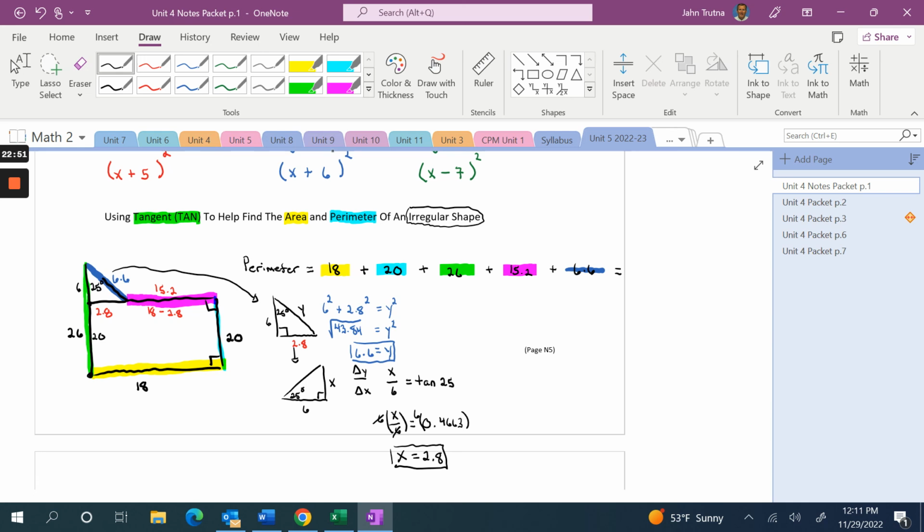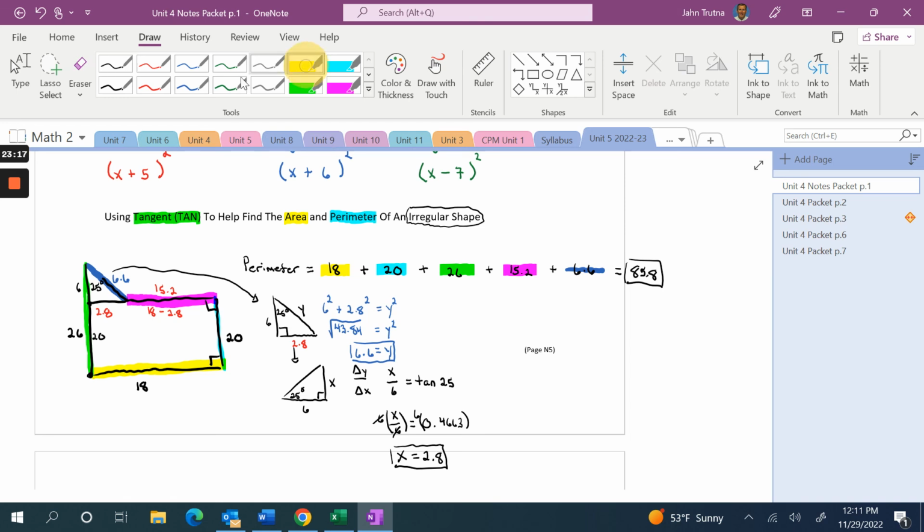So to find the perimeter now, I add up those 5 values. 18 plus 20 plus 26 plus 15.2 plus 6.6, 85.8. So my perimeter is going to be 85.8 for this irregular shape. Okay, now I need to find the area.